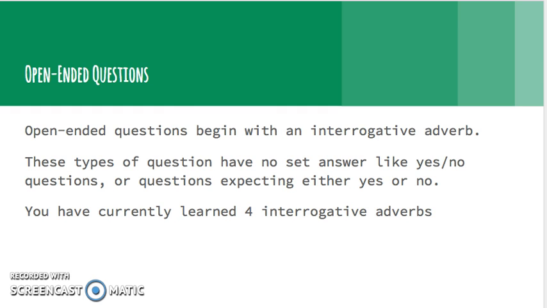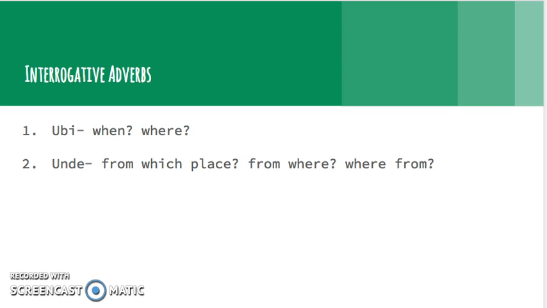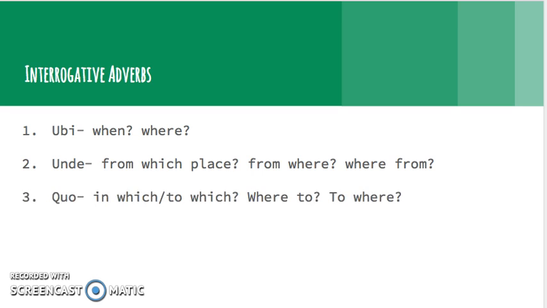You've currently learned 4 interrogative adverbs. First one is ubi, meaning when or where. Second one is unde, which means from which place, from where, or where from. Next one is quo, which means in which or to which, where to, or to where. And the last one, even though it's not in your Chapter 3 vocabulary, I taught it to you guys anyway, is cur, which means why.